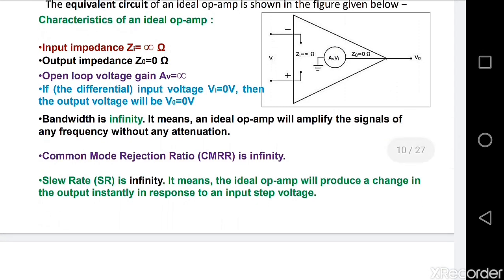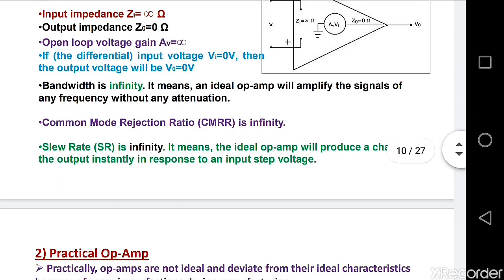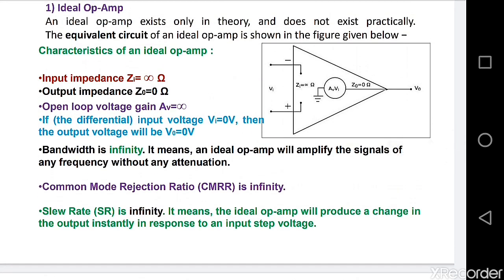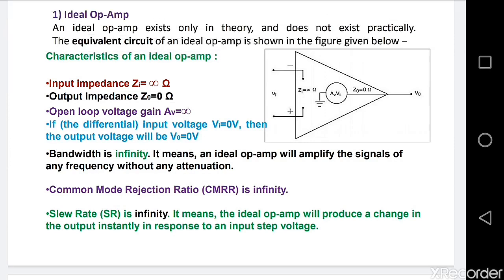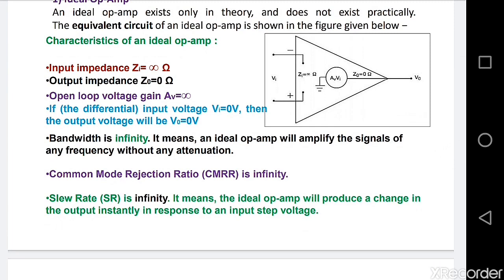Next, output impedance. Here Z is the impedance and O is the output. Output impedance is defined as the ratio of output voltage to the output current. Output impedance in ideal op-amp will be 0 ohms. Next, open loop voltage gain, denoted as AV. Open loop voltage gain is defined as the ratio of output voltage to the difference of input voltages. In ideal op-amp, open loop voltage gain will be infinity.